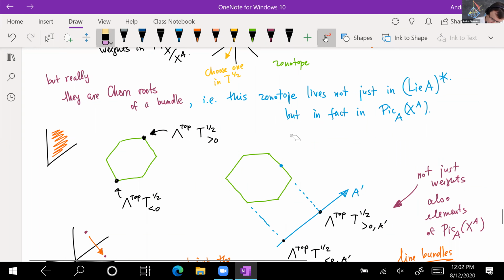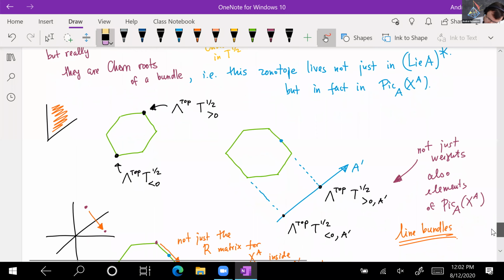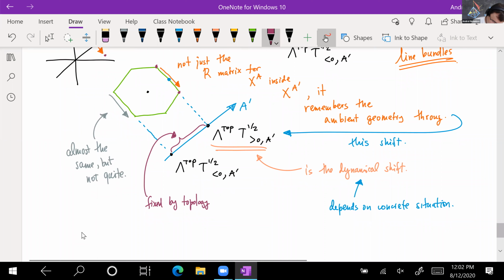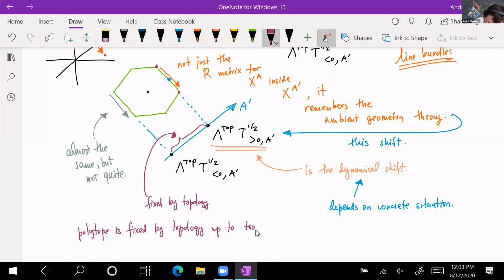So the polytope. In other words, the polytope is fixed by topology. It means it's a polytope of a fixed shape, and if I choose a different polarization, it's going to move around a little bit, but it's not going to change its shape. And similarly, this individual shift might go up and down, but the difference is always the same.